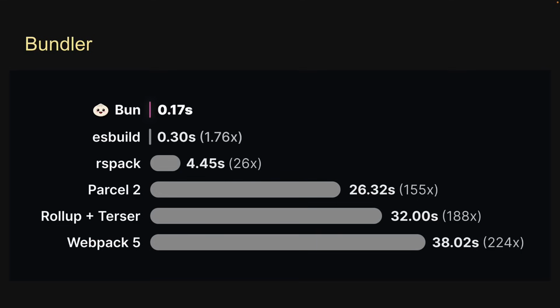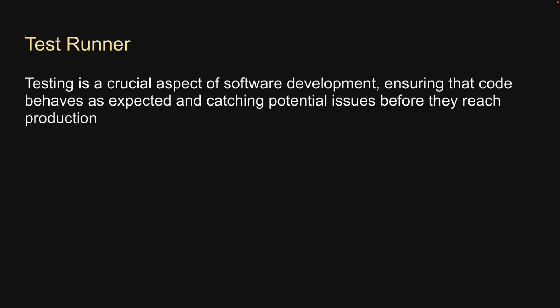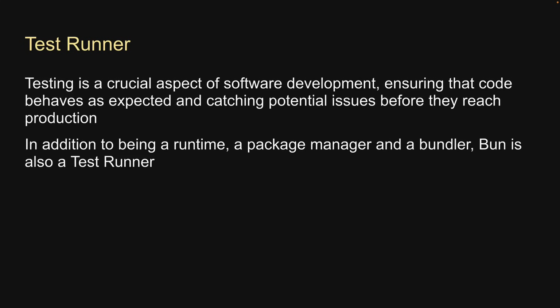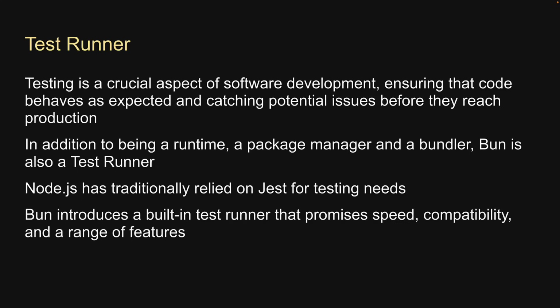For the fourth and final topic, we have Bun versus Node.js as a test runner. Testing is a crucial aspect of software development, ensuring that code behaves as expected and catching potential issues before they reach production. In addition to being a runtime, a package manager, and a bundler, Bun is also a test runner. While Node.js has traditionally relied on Jest for testing needs, Bun introduces a built-in test runner that promises speed, compatibility, and a range of features that cater to modern development workflows.